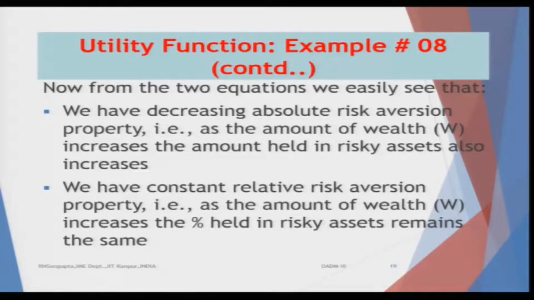Now from the two equations which I have already summarized, I am just going to read it. We have decreasing absolute risk aversion property, that is, as the amount of wealth increases, the amount held in risk asset also increases. That means I want to take risk. On the other hand, you have constant relative risk aversion property, that is, as the amount of wealth increases, the percentage held in risk asset remains constant. So percentage wise it remains fixed, but in the absolute sense I am going away from being risk averse. Decreasing risk aversion means my property of trying to run away from risk is decreasing, that means I want to take risk.